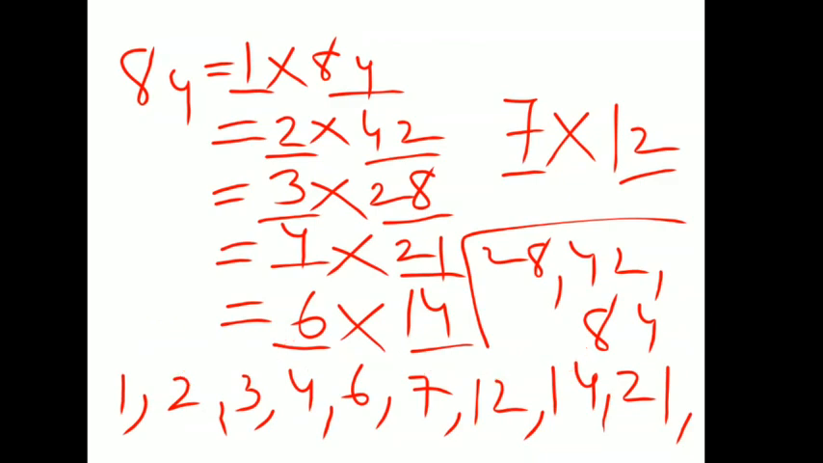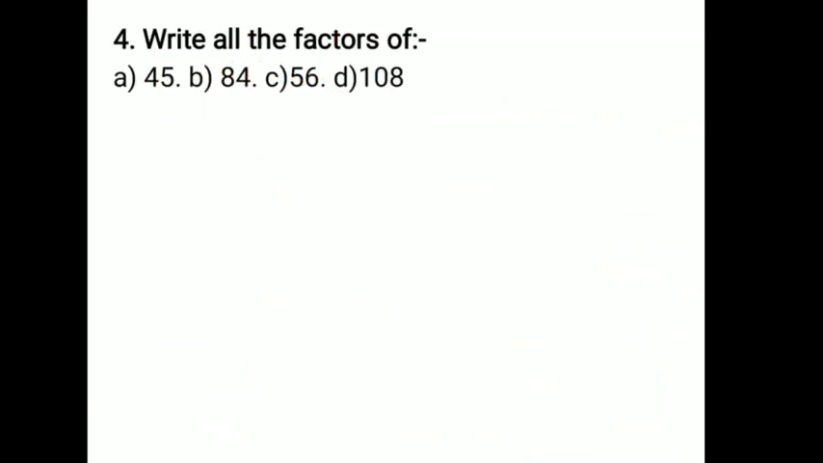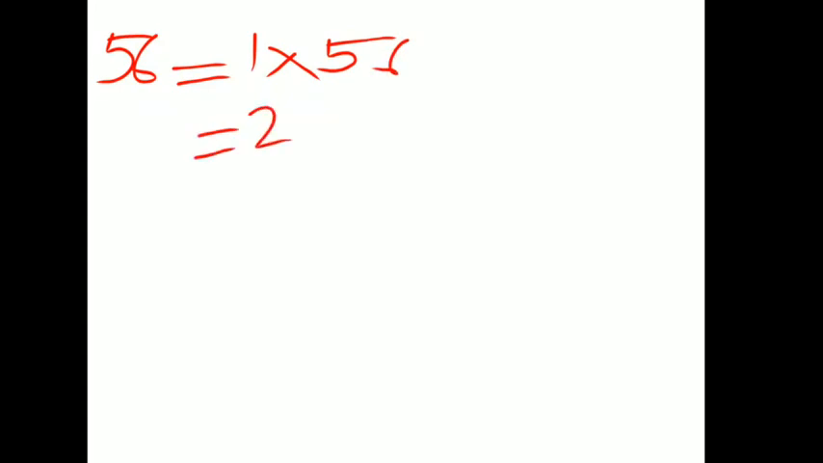Alright, so let us proceed to part C, that is to find the factors of 56. Let us check it out, what are the factors of 56 present here? Starting with the smallest number, that is 1 into 56. Then 2 into 28 is also 56.